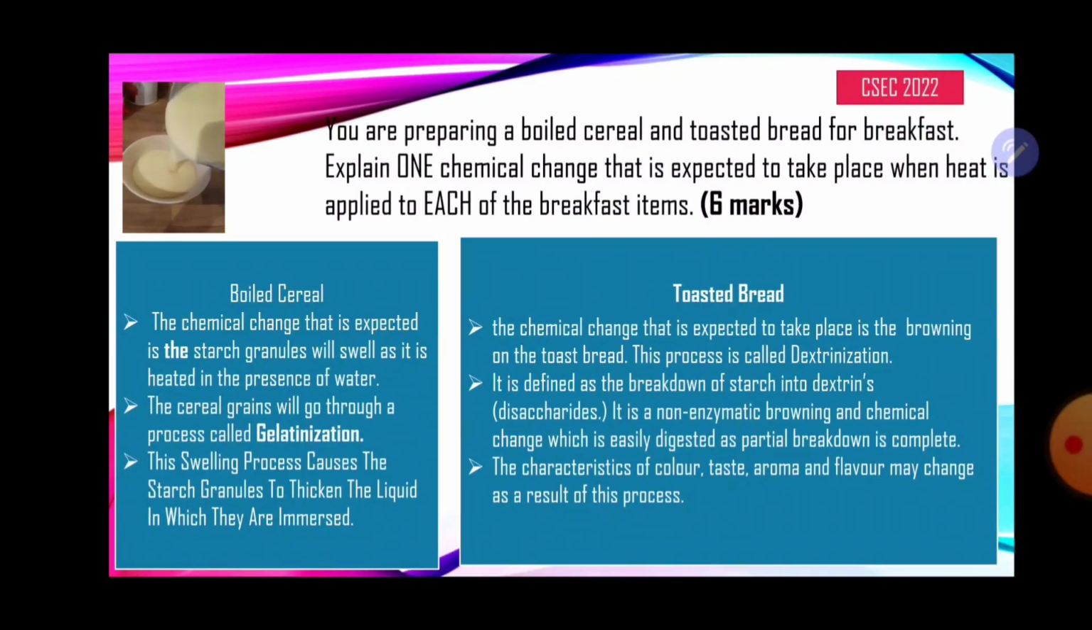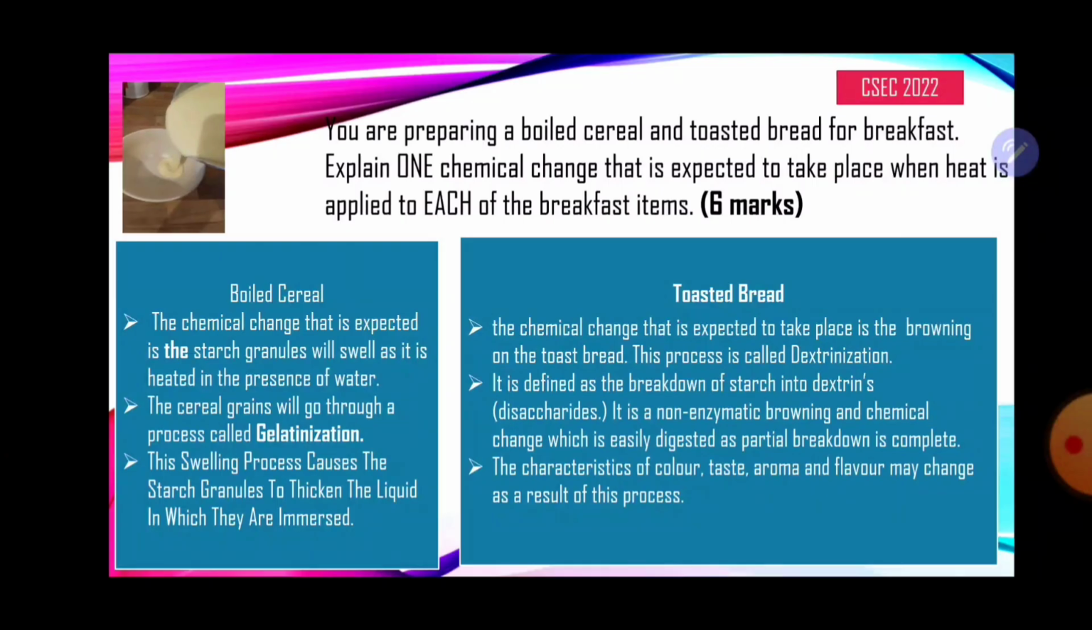Now, the chemical change that is expected is starch granules will swell as they are heated in the presence of water. So think about when you're making cornmeal porridge, right? What do you notice when the cornmeal is starting to boil? What do you notice happening? It gets thicker. Good job. So cereal grains will go through a process called gelatinization. Now this swelling process causes the starch granules to thicken the liquid in which they are immersed.